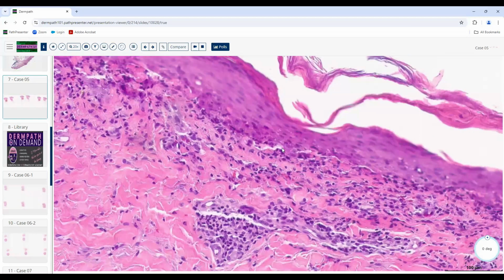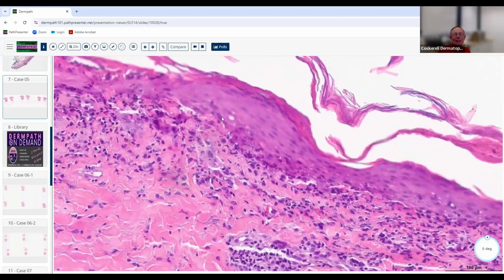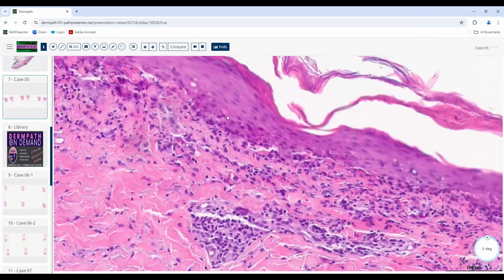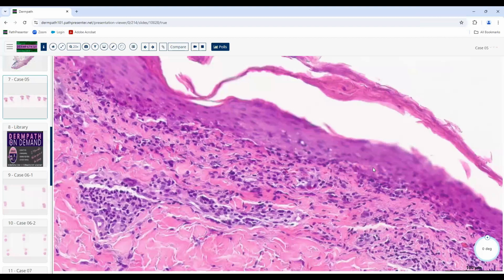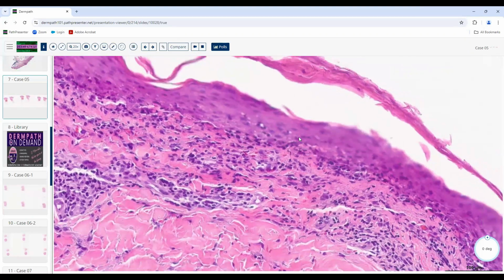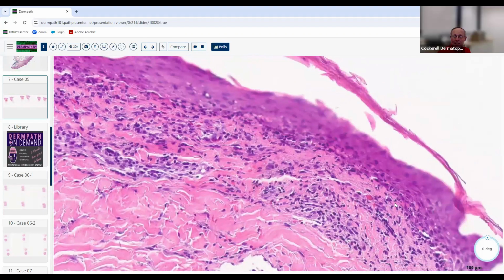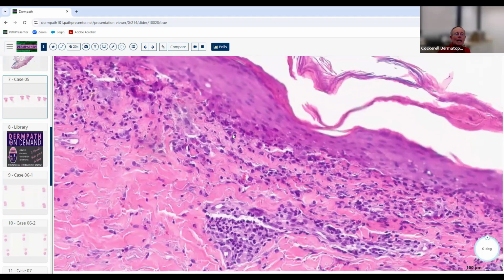Close. Okay, it's vacuolar. Yeah, see the little vacuoles here? Okay. This is vacuolar interface dermatitis. And what have we got here? What am I pointing to right in these areas here? Right there. Yes. It's like dyskeratotic cells. Good. Dyskeratotic keratinocytes. Excellent.